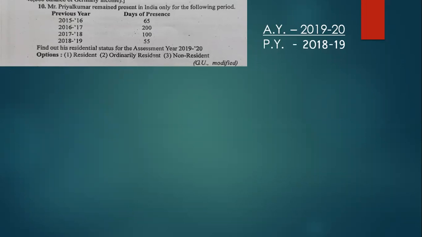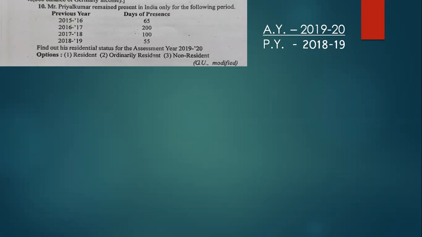2018-19. How to find out the previous year, we have already discussed in the definitions part. So if you don't know, you can go to that video and you can revise it. Okay, but we have to understand very clearly which is our assessment year and which is our previous year, because the number of days is related to previous year. We have to calculate the number of days of previous year. So if we make mistakes in deciding the previous year, then it will be very difficult, or maybe your sum or calculation will be wrong.